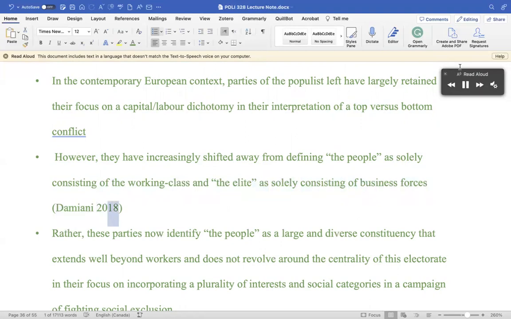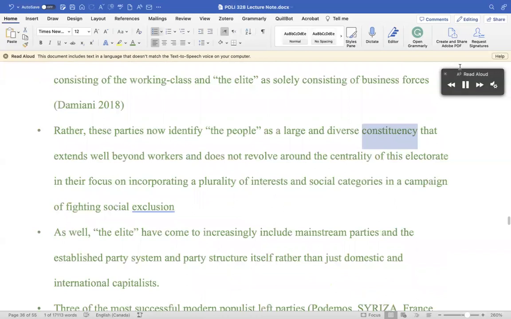Damiani 2018. Rather, these parties now identify the people as a large and diverse constituency that extends well beyond workers and does not revolve around the centrality of this electorate, in their focus on incorporating a plurality of interests and social categories in a campaign of fighting social exclusion.